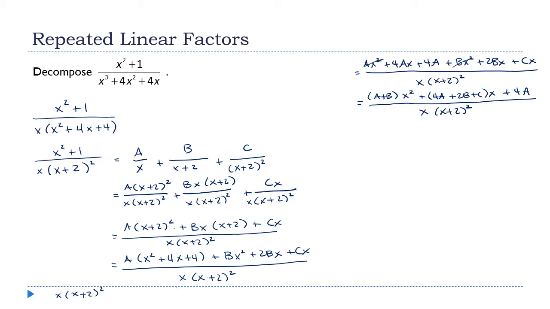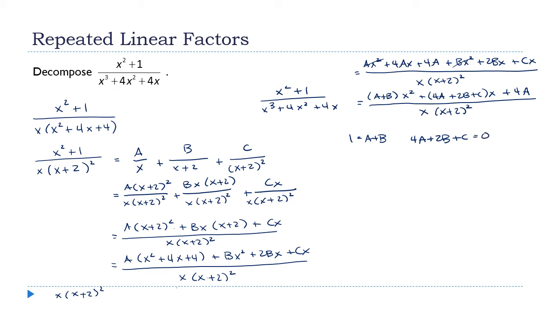And that still equals, now let me go ahead and write it back in, x squared plus 1, this is the original, over x cubed plus 4x squared plus 4x. Now we can set the coefficients equal. The x squared coefficients are 1 and a plus b. The x coefficients are 4a plus 2b plus c and 0.